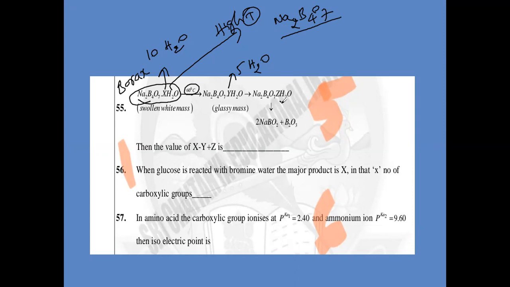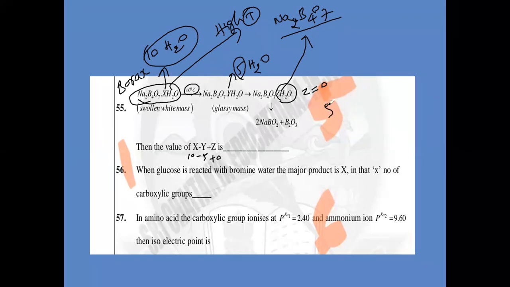After that, Z is what? 0. Like this, the last one will form. So here only Na2B4O7 will form, which means 0 H2O, and Z will be 0. No water molecule. Here Y will be 5 and X will be 10. So 10 minus 5, plus 0, that is 5.